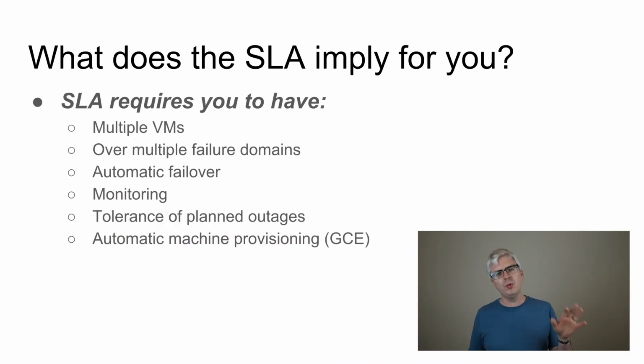This not only puts restrictions on what the provider of the service is doing on your behalf, but it also puts restrictions on you. In order to get this 99.95% guarantee, these SLAs require that you have more than one virtual machine with some sort of load balancing failing over between them, and these virtual machines have to be located in multiple fault domains. You need to have this automatic failover all set up.